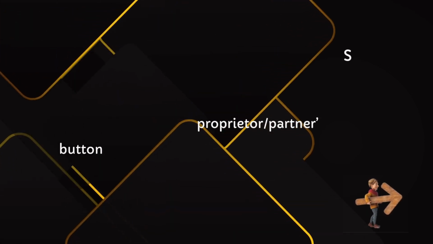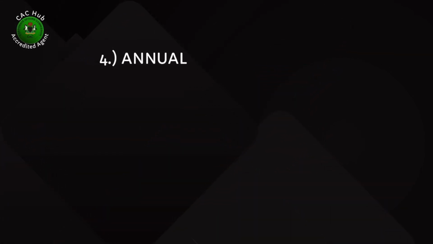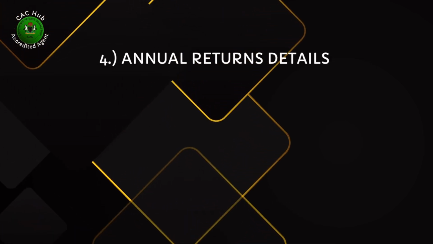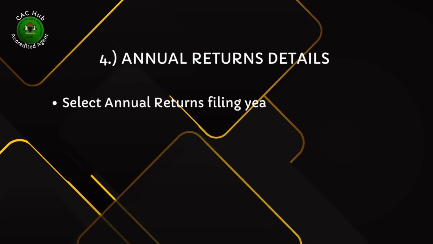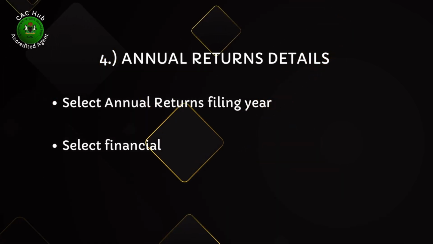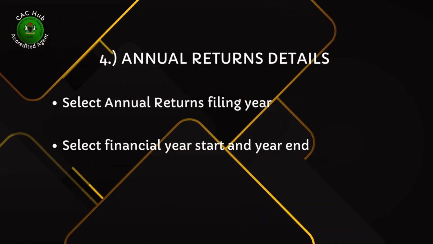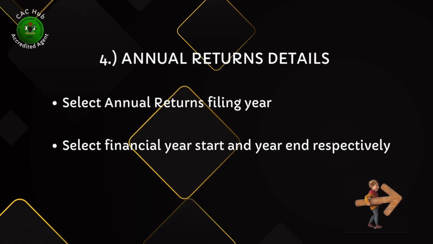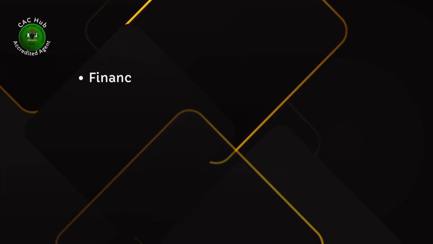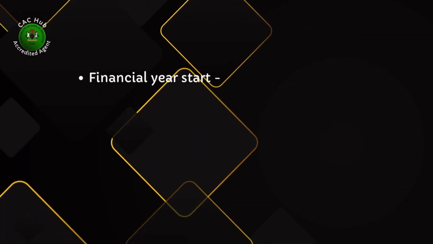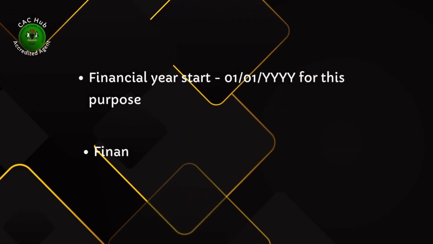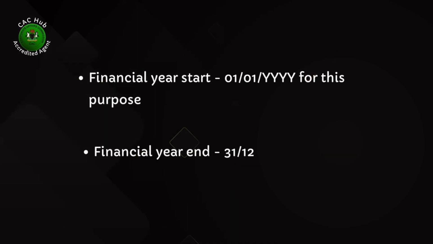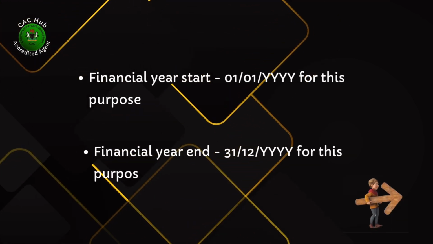Number 4 is the annual returns details. Here you select the year the annual return relates to, the financial year start and financial year or accounting year end. Also supply information regarding the turnover and the net assets of the business. To explain further, the financial year start is always the 1st of January of the particular filing year, while the financial year end is 31st December of the same year.